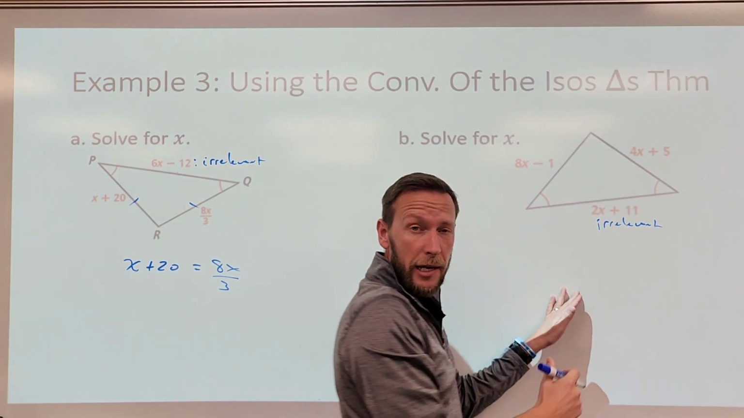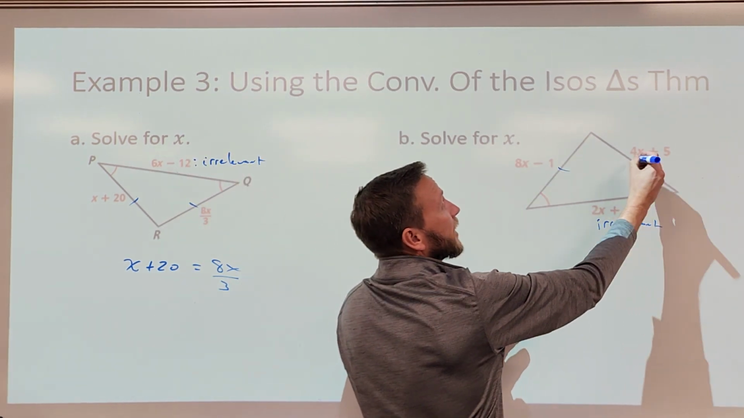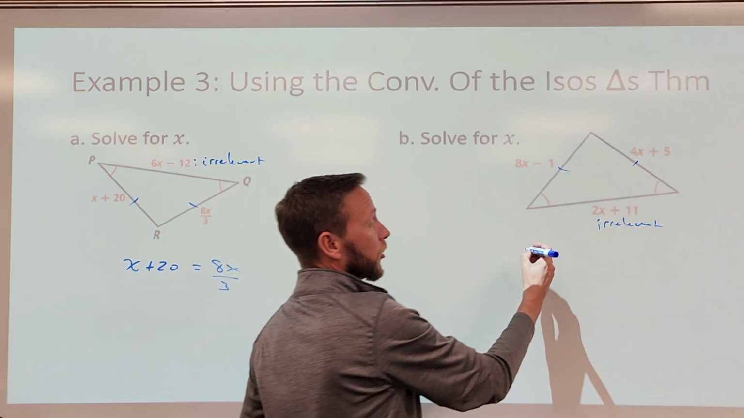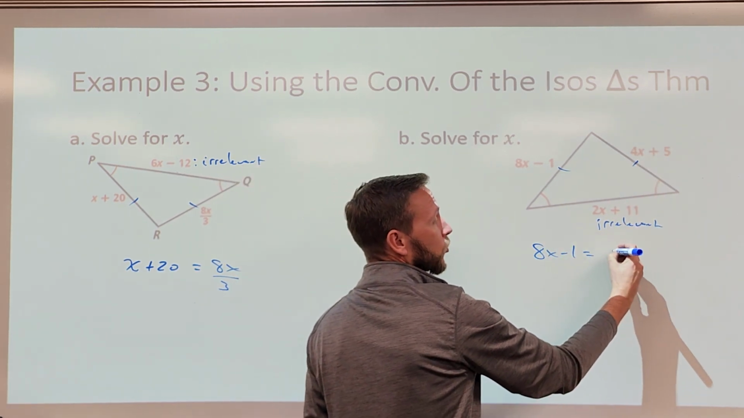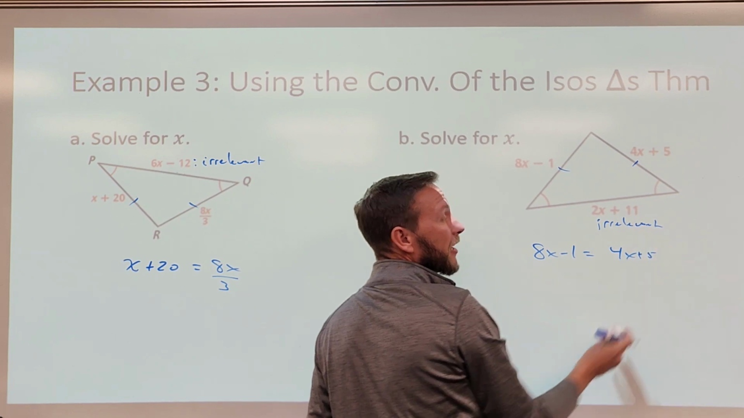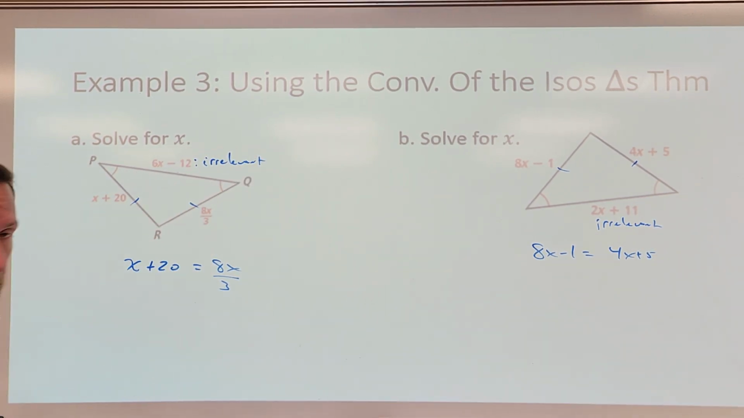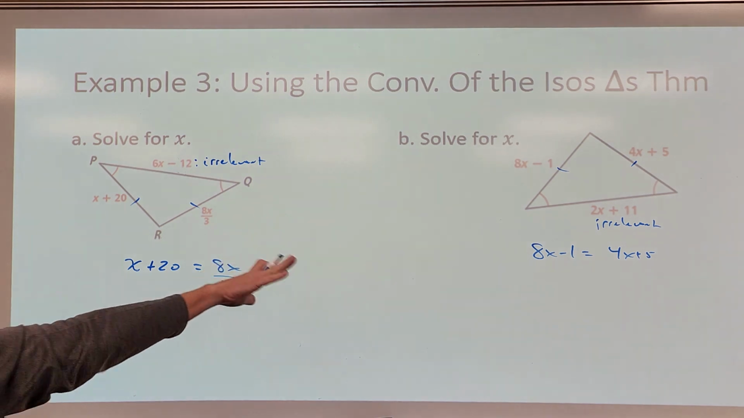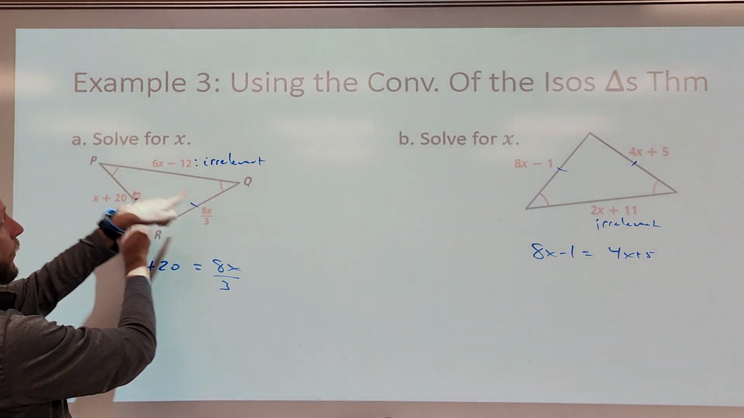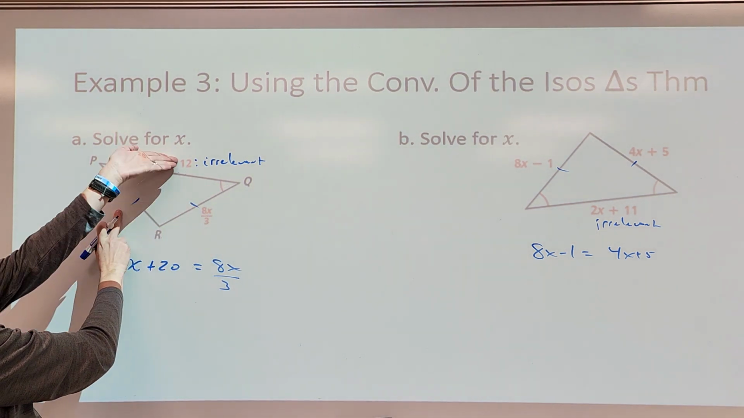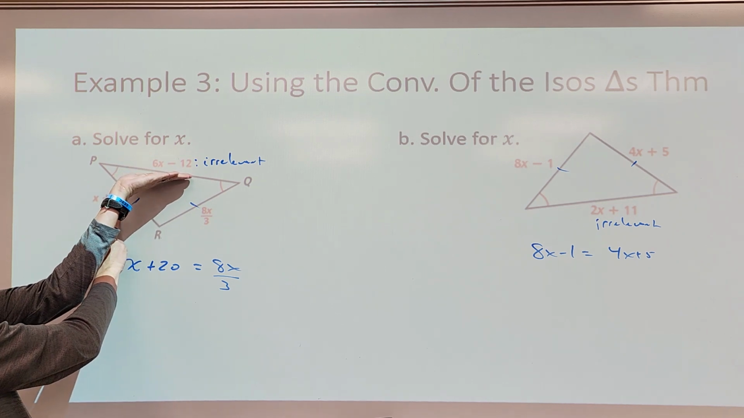This is the base, and it's not relevant to the situation because these are the sides that are congruent to each other. So I need the equation 8x minus 1 is equal to 4x plus 5. I'm not going to use the 2x plus 11. And you need to understand why. You need to understand that the sides opposite those congruent angles are congruent, and it's irrelevant what the size of the base is, all right?